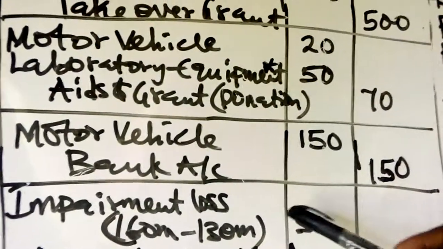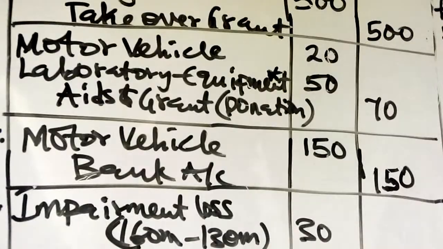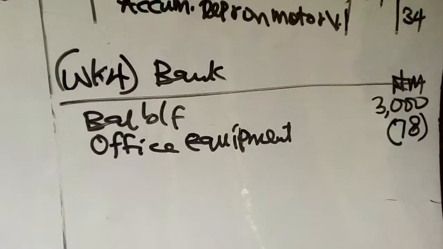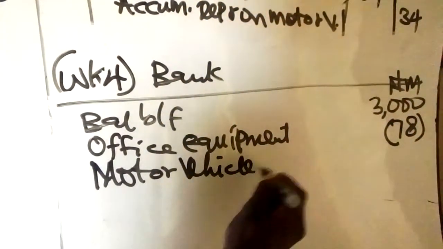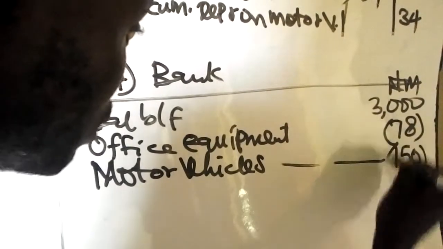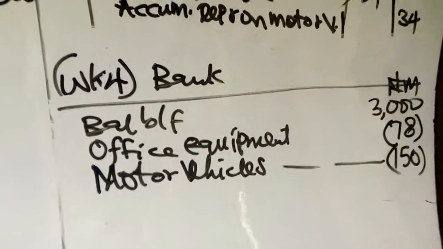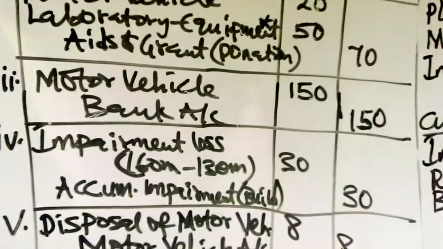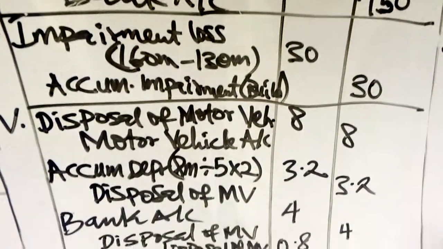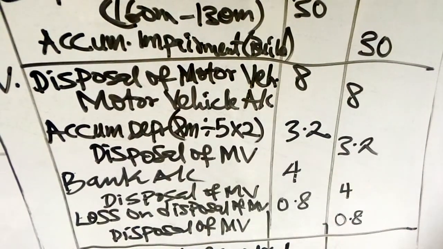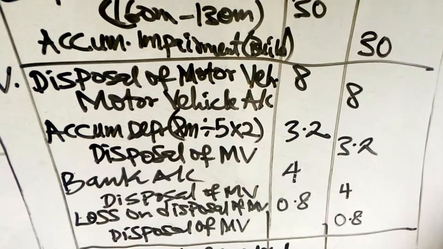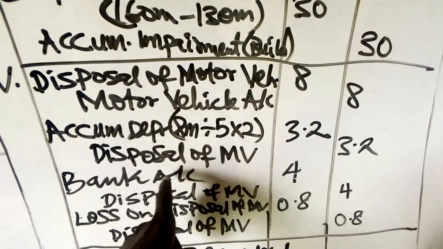Note 3, we have bank, 150, and bank was also credited. That is acquisition of motor vehicles. The amount paid on acquisition of motor vehicles, that is note 3, the 150 million that was paid. We are going to remove it too. We subtract it because it was credited to the bank. After note 3, then note 4 is impairment, no bank there. Note 5, disposal of motor vehicle. Then we have the proceed. If you look at this 4 million, it was debited to the bank. Since bank was debited, then that means you are going to have it as an addition.